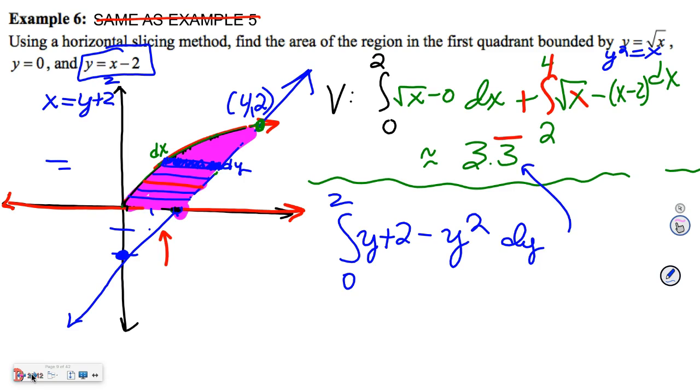So I'm going to repeat. Which one are you going to choose 9 out of 10 times, vertical or horizontal? Vertical. The only time you're going to choose horizontal is if they tell you to. If it actually says use horizontal rectangles, or if you're doing vertical and you're like, man, I have to make 3 of them. And then you look at it horizontally and you go, wait, the right doesn't change.